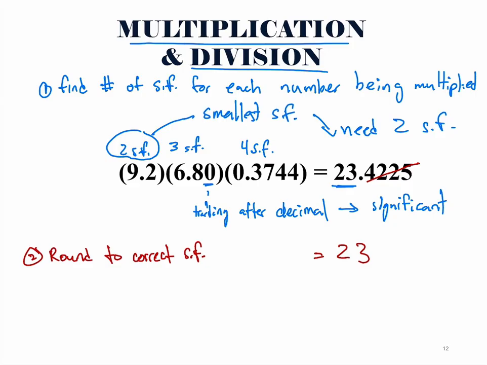All right, so whenever we're multiplying or dividing, the important thing is just to keep track of the number of sig figs of each of the numbers, and whatever has the lowest number of sig figs, that's how many sig figs your final answer is going to have.